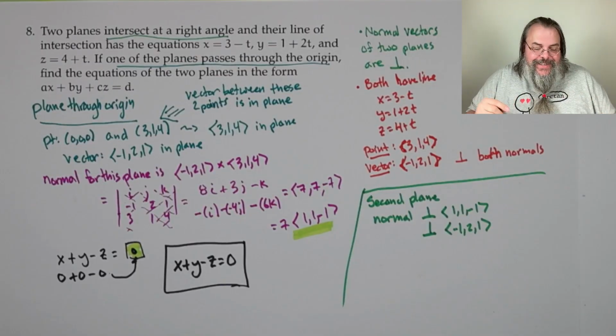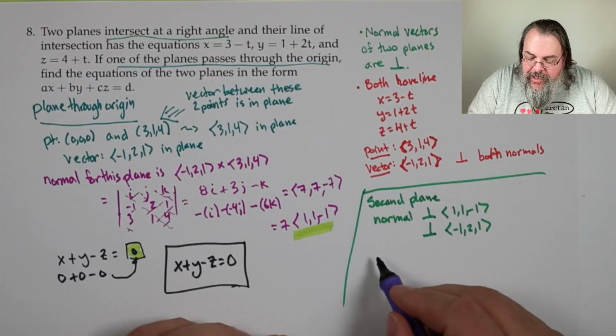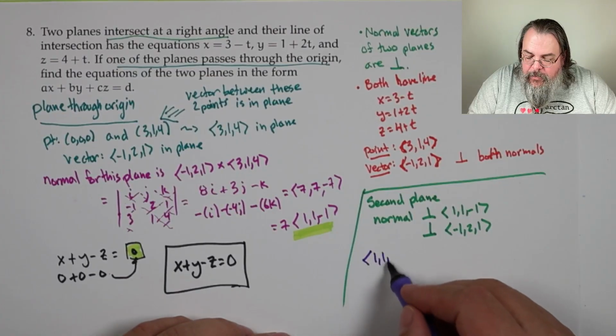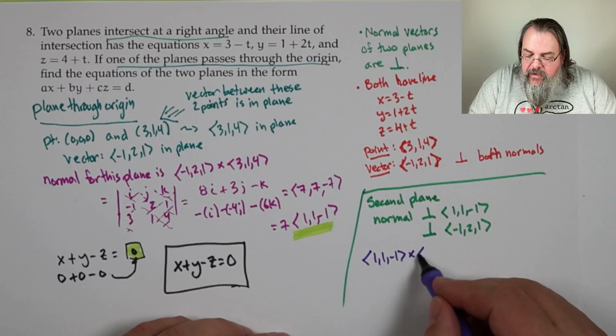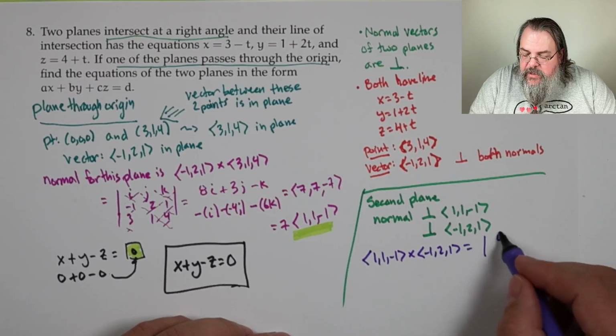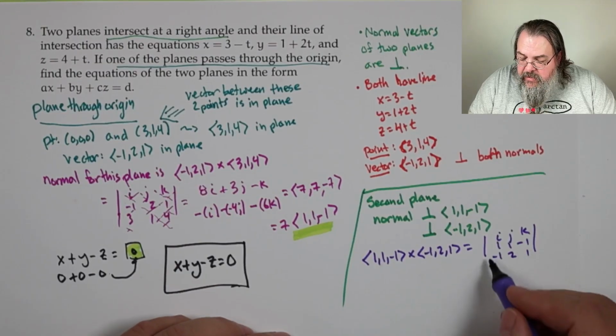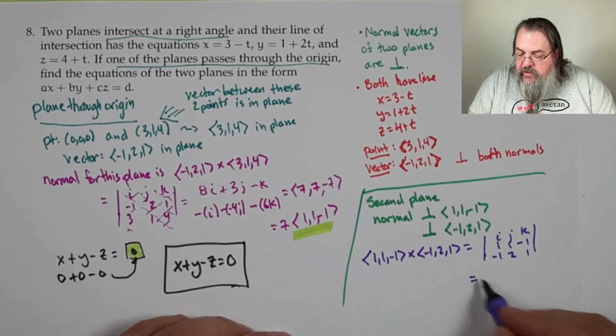Cross product. Okay, so here we go. We're going to take the cross product of (1, 1, -1) cross (-1, 2, 1). And gosh, we're going to get good at cross products on this problem. (1, 1, -1), (-1, 2, 1). And okay, so what does that turn out to be?